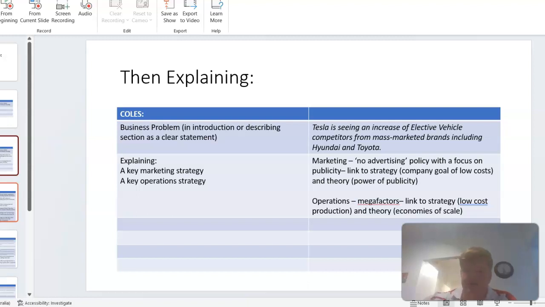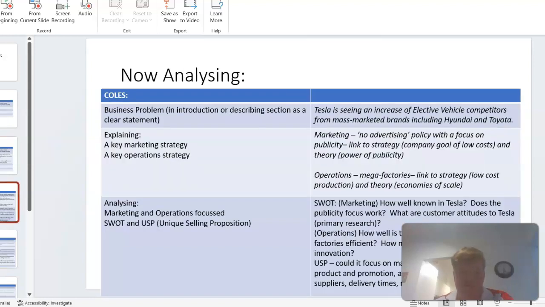So in your introduction or your describing, you've talked about the key business problem, and now you're starting to talk about these operations and marketing strategies. I would expect these would be the existing strategies that you would be using when you get down to evaluating. So we're starting to see some things tie together. What's the business problem? What's the key marketing strategy? What's the key operation strategy?